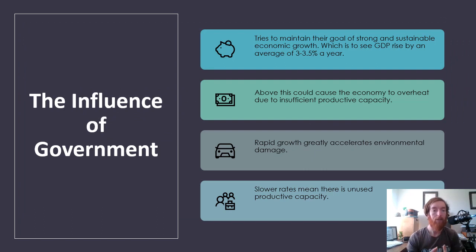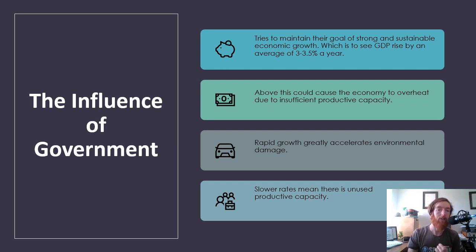And lastly, the influence of the government. So the government try and maintain their goal of strong and sustainable economic growth, which is to see GDP rise by an average of 3 to 3.5% each year. If we produced more than that, it could cause the economy to overheat due to insufficient productive capacity. It could also lead us to go through our resources a lot quicker than we would otherwise, because rapid growth can greatly accelerate environmental damage. So things like deforestation, air pollution that can occur, like carbon emissions, all those kinds of things.